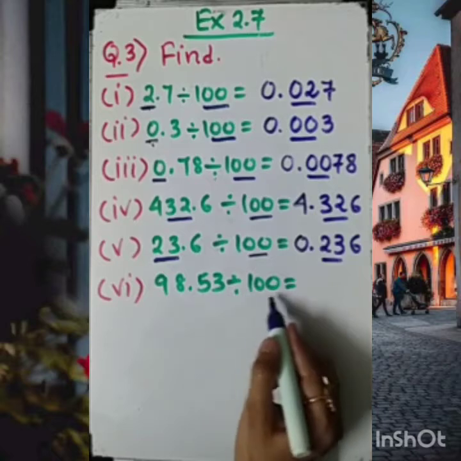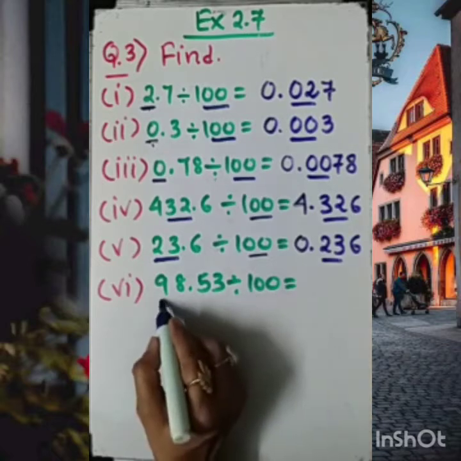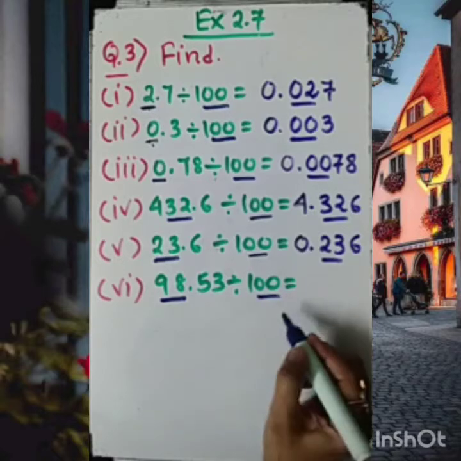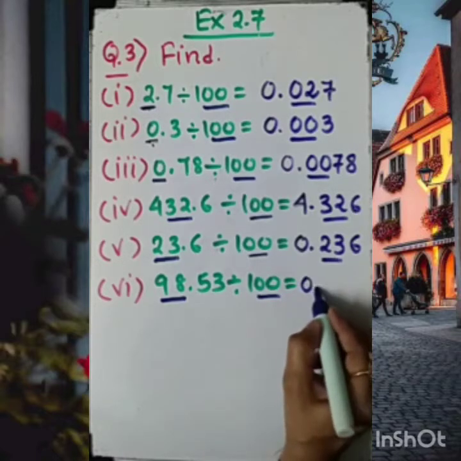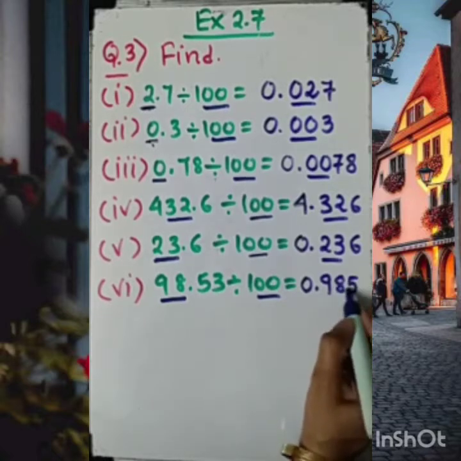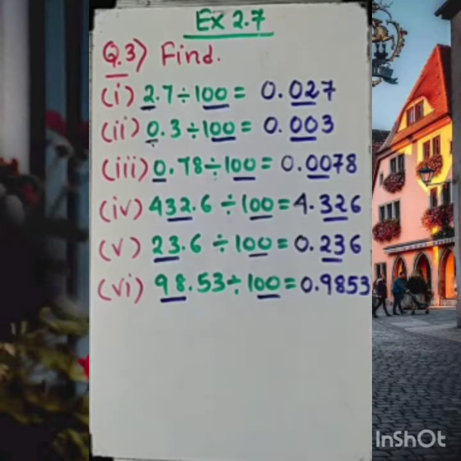98.53 divided by 100. Again 2 digits. Which 2 digits before the decimal? These 2 digits. And 2 digits I need to shift. So here 0. All these digits will be to the left side. So it will be 0.9853. I hope the full question is understood by you nicely. The same procedure we are going to do for the next question, that is question number 3. So be ready for that.